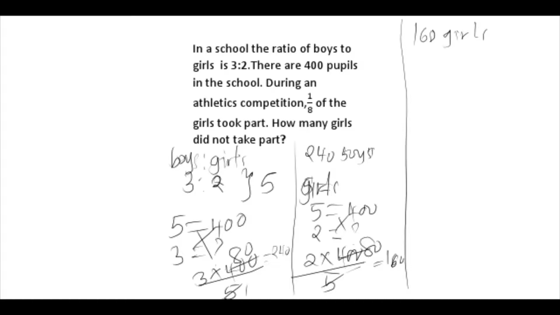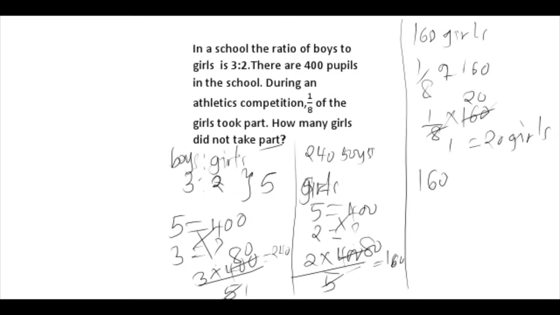We are told during an athletics competition, 1/8 of the girls took part. So 1/8 of 160 girls took part. So for us to know those who took part in the competition, we'll say 1/8 of, of is the same as multiplication, so of 160. So 8 divided by 8 is 1, 160 divided by 8 is 20. So we have 20 girls taking part. And the question is, how many girls did not take part? So we'll say 160 girls in total, only 20 took part. So those who did not take part will be given by 160 minus 20. So this gives us 140 girls.